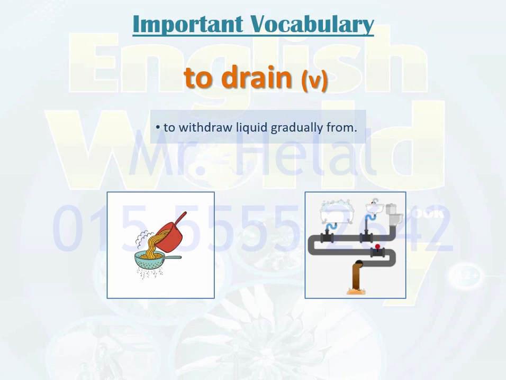والاستخدام التاني ان احنا معناها تصريف المية المستخدمة زي المية اللي بنستخدمها في التويلت او في الكيتشن. Example: The washing machine has got a hose for draining water. يعني الغسالة فيها خرطوم بيستخدم في تصريف المية.